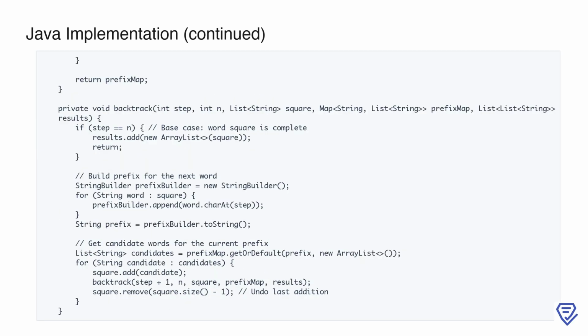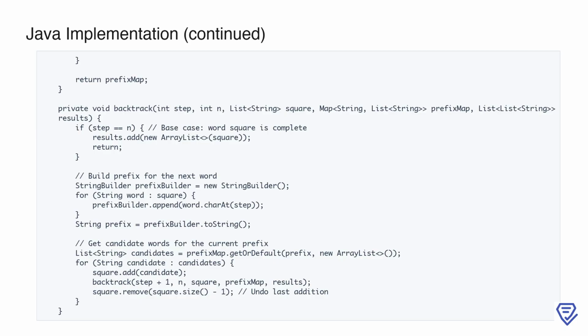The buildPrefixMap method creates the prefix map by iterating through each word and generating all of its prefixes. For each prefix, we add the word to a list associated with that prefix in the map, ensuring efficient lookups later. Moving on to the backtrack method, this is where the recursive logic for constructing word squares is implemented. The method first checks the base case. If the current step equals the size of the square, it means the square is complete, so we add a copy of it to the results list.